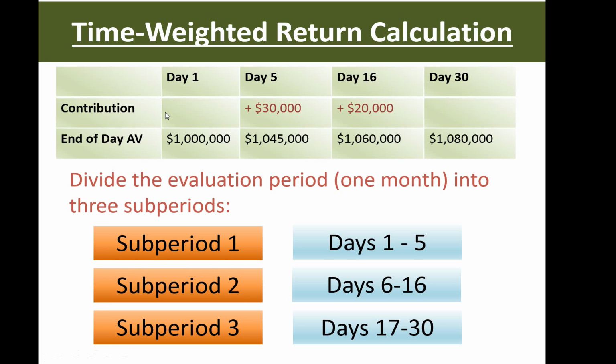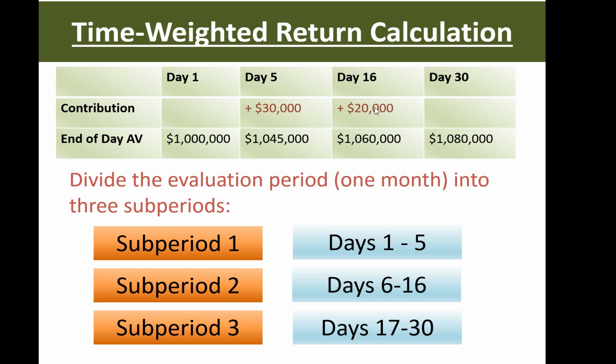So for the time-weighted return calculation, the typical example you'll see in an exam is one like this, where our evaluation period is 1 month, and you're provided the end-of-day account values for specific days. In this example, our starting account value is $1 million, and our ending account value at the end of the month is $1.08 million. What's a little more complicated in this return measurement is that day 5 and day 16 here will have intermediate contributions of $30,000 and $20,000 in cash flows.